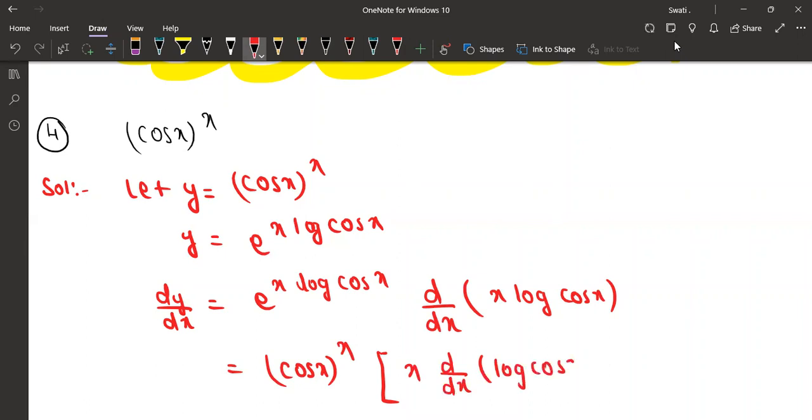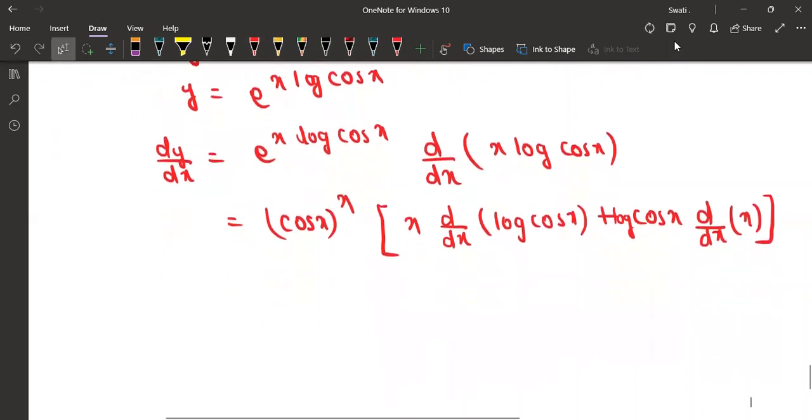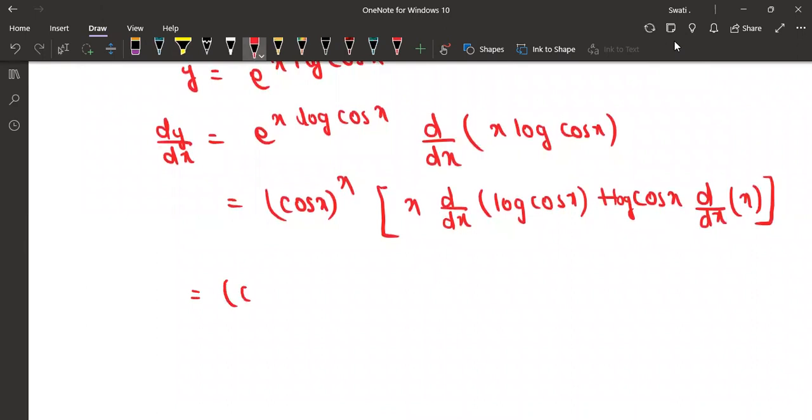And then we will keep this log cos x as it is, and we will do the derivative of x. And now we can close the bracket. So now this will become cos x raised to x as it is. This will become x, and here the derivative of log cos x will first become 1 upon cos x, and the derivative of cos x is actually minus sin x. So it will become minus sin x.